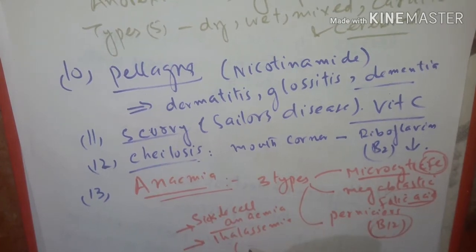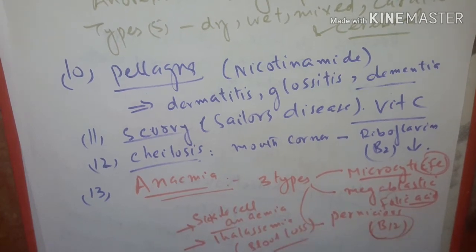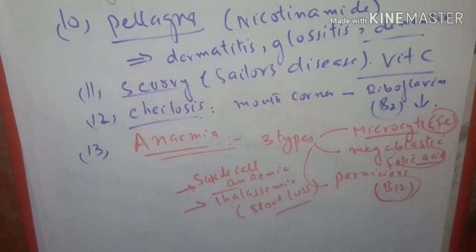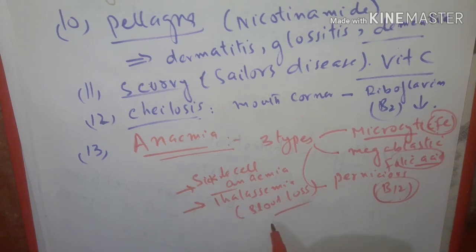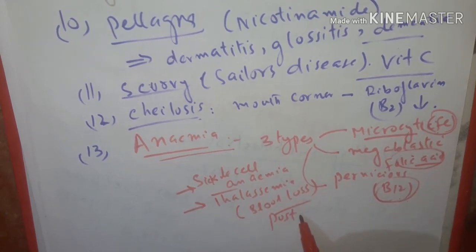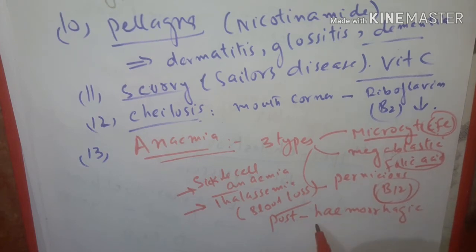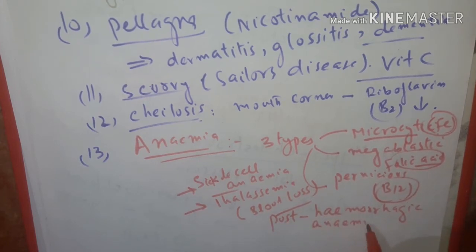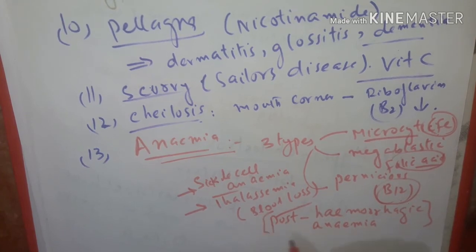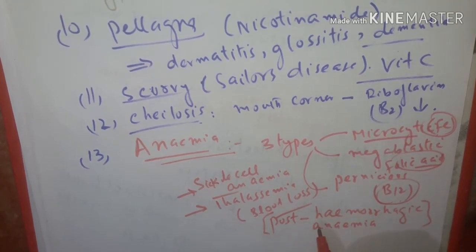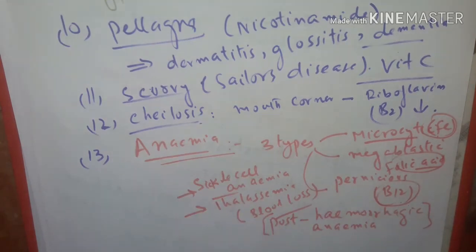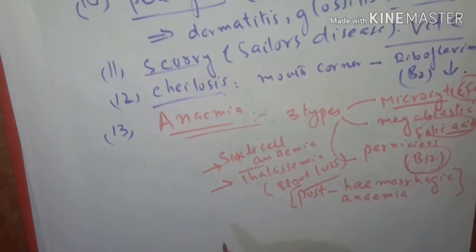When there is excessive loss of blood, that means deficiency of RBCs, and that can also be called anemia. That problem is called post-hemorrhagic anemia. Hemorrhagic means when you are losing blood, and after that there is anemia, that is post-hemorrhagic anemia. So these were some important 13 types of nutritional disorders present in human beings if we don't take care of the diet.